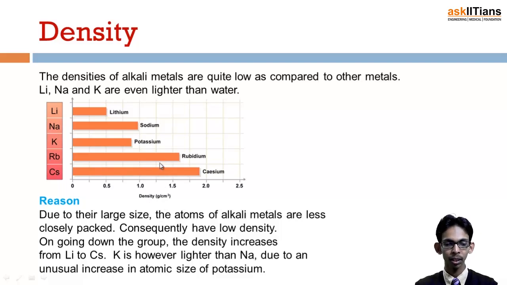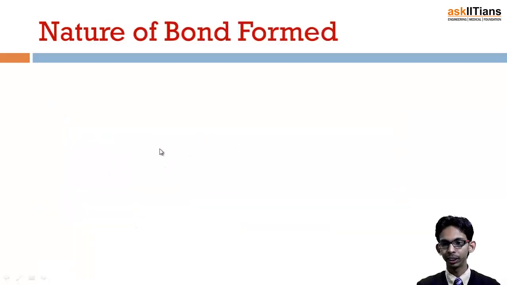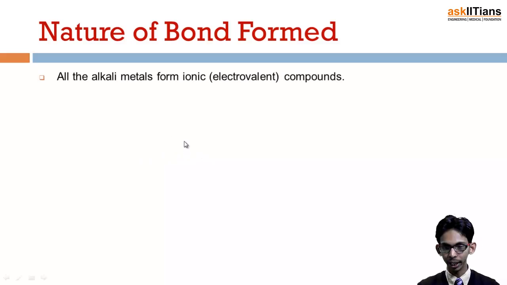Next is nature of bond formation. These are metals, so the first possibility is that these will form metallic bonds, but these metallic bonds are actually very weak in the case of alkali metals. They predominantly form ionic bonding. Like you must have seen, must have observed sodium chloride, or similarly potassium chloride.